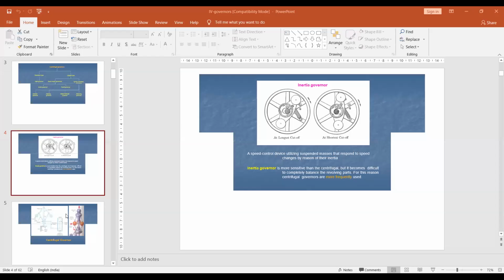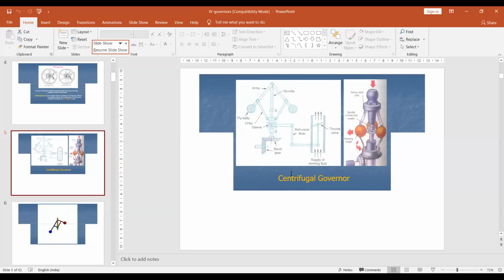So now, all of you observe the centrifugal governor. Before starting the procedure and working principle, let us see what parts are involved in the mechanism. Those are the arms, a spindle, fly balls, links and sleeve, the bevel gear system, bell crank lever, and the cylinder and throttle valve. Those are the parts involved in our system.